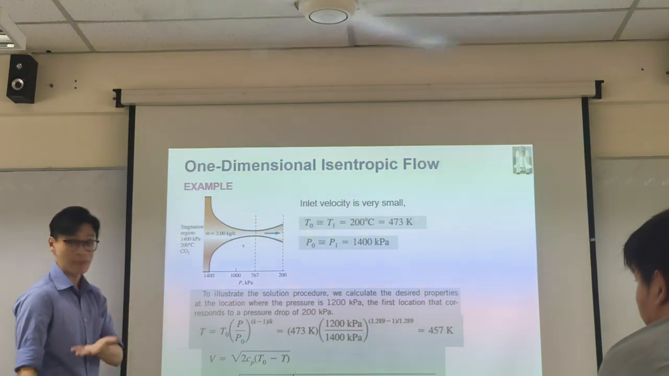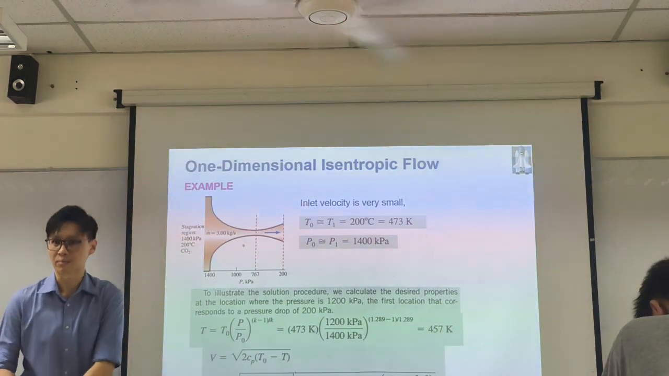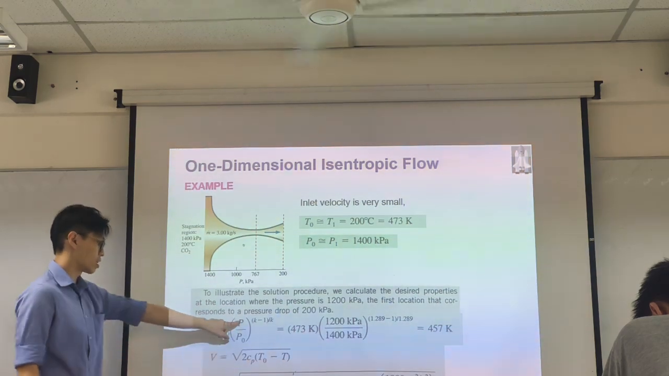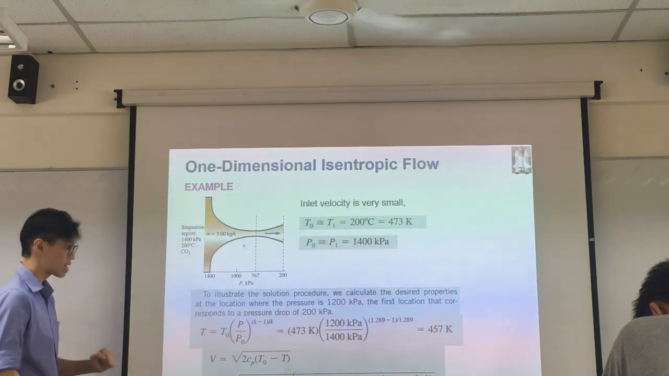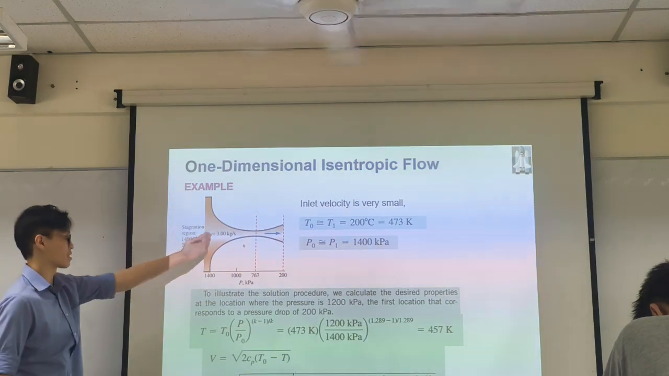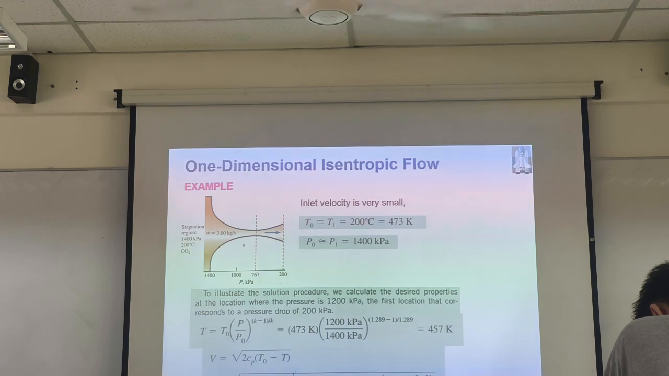Same thing, the isentropic equation. That's why the isentropic relation is important, because we are using the isentropic equation here. T over T naught equals P over P naught to the power (k minus 1) over k. From here you get the temperature. So the temperature at 1200 kilopascal is 457 Kelvin.